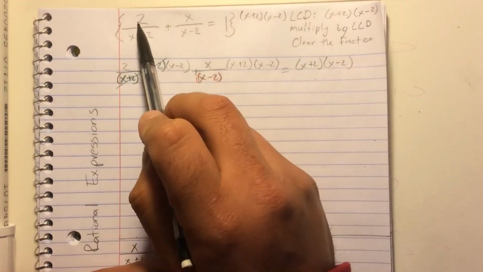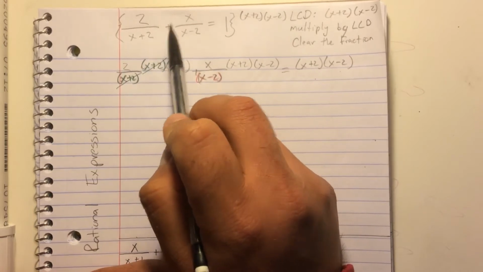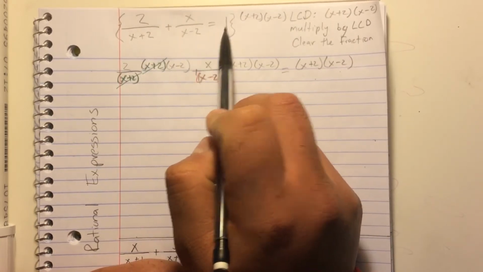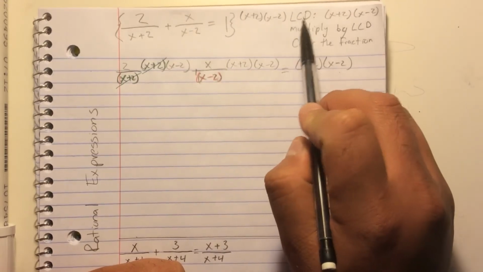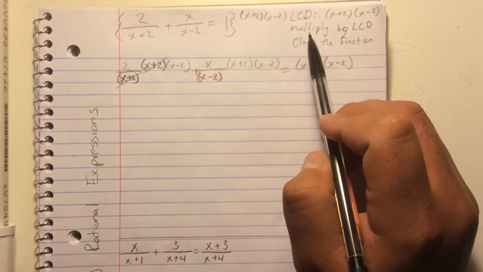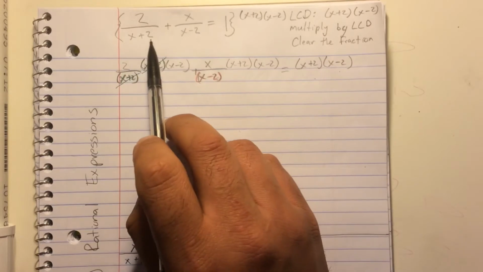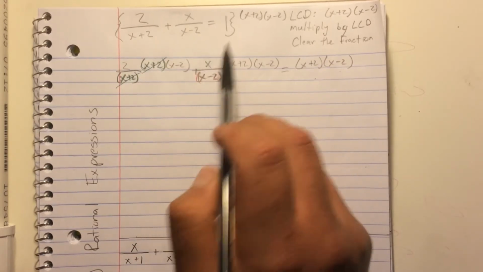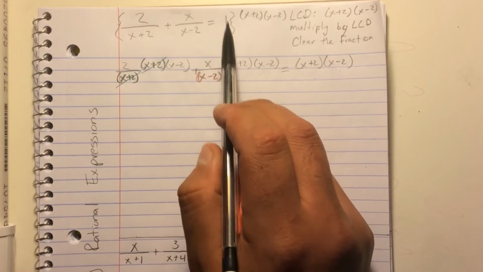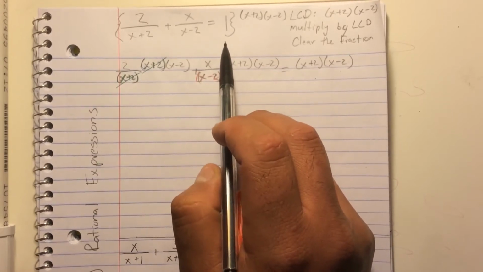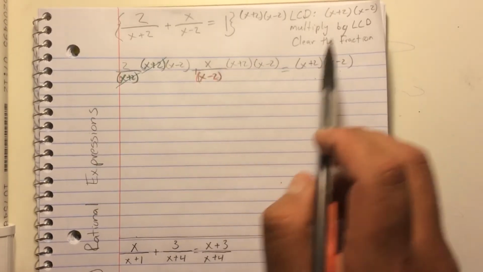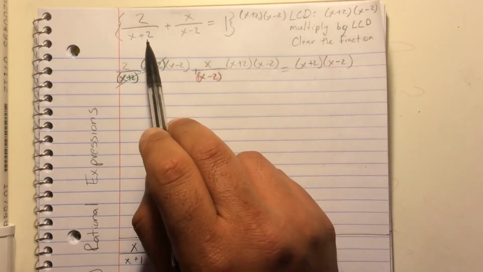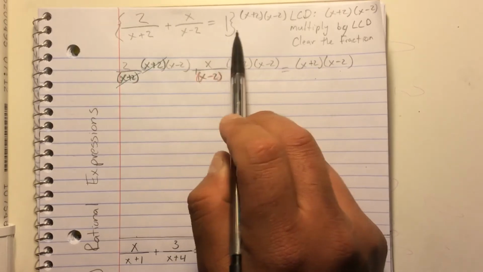Similar to what we were doing before, let's look at the rational expression that we're going to solve. We have 2 over x plus 2, plus x over x minus 2, equal to 1. The first thing I did was look for the LCD, the lowest common denominator. I found that it was x plus 2 times x minus 2. The 1 isn't a fraction, but it could be anything over itself, so I'm just making it the same as here.